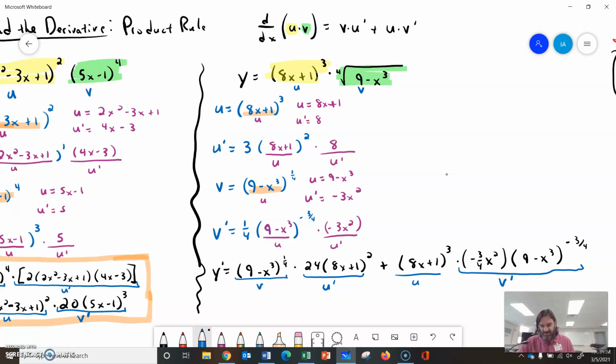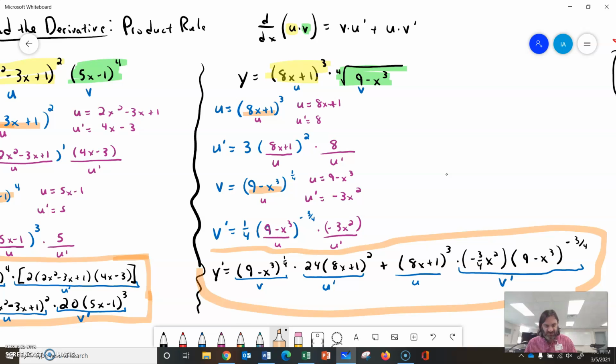Now, I'm not saying there's nothing you can do to clean this up, but I'm saying that this is a step you have to go through to get your derivative, and anything else will kind of take a lot more time and also invoke a lot more mistakes possibly. So I'm just going to stop there with it, and if you want to go further, that's fine.